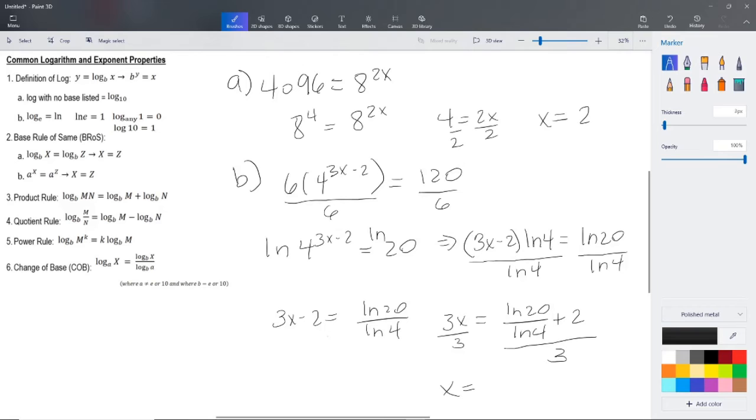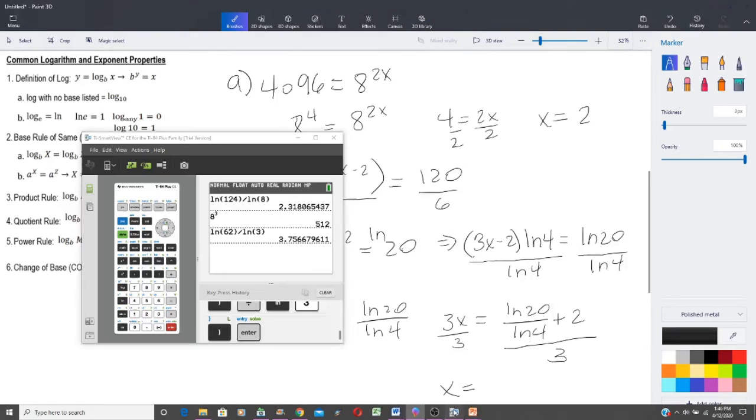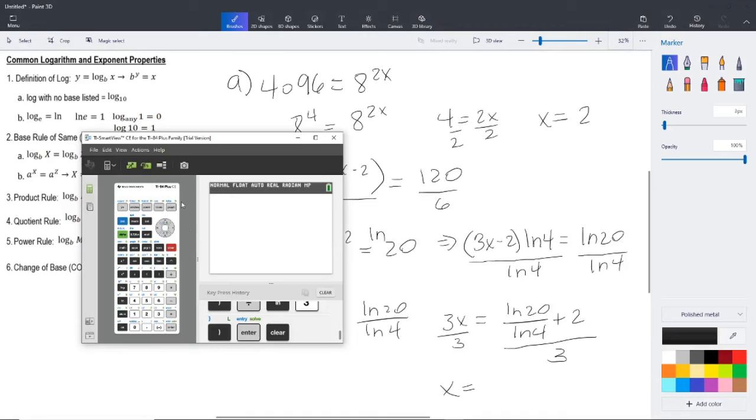So let's bring the calculator back into play. Clear off anything that may still be lingering from any other past problems. And so let's start here. The natural log of 20, close parenthesis, divided by the natural log of 4, again close parenthesis. Let's go ahead and enter at this point so we can see what this total is, because now we're going to add 2 to it. So plus 2. Enter. Let's get that answer.